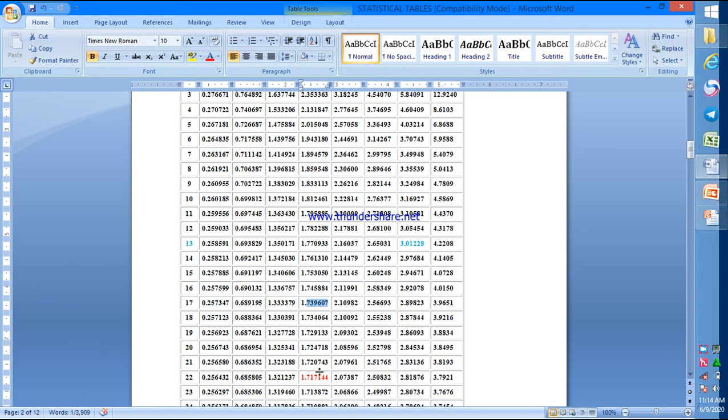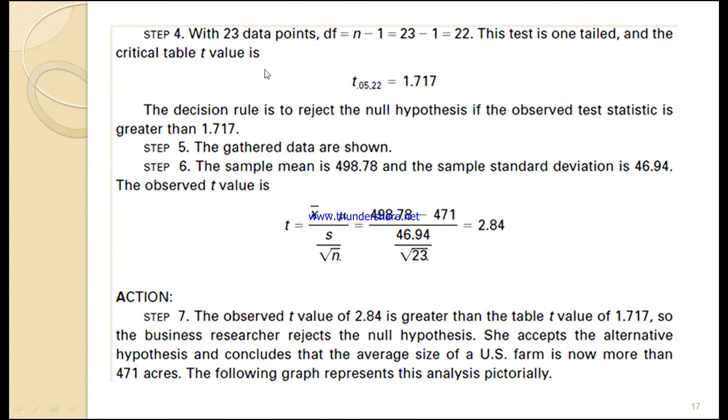Therefore, at the intersection point of 22 and 0.05, we find this value 1.717. Therefore, critical table t value is 1.717. Our decision rule is to reject the null hypothesis if the observed or calculated test statistic is greater than positive 1.717. Step number 5 is gathering data, so that we are given with gathered sample data.